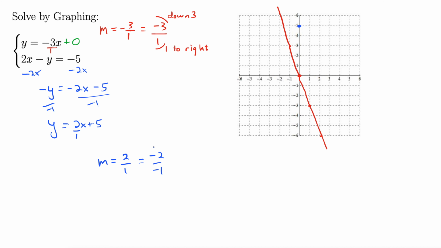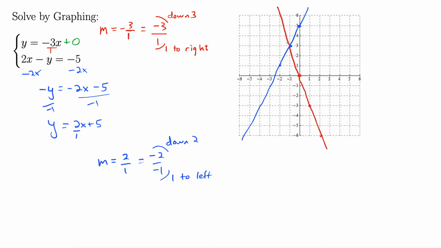That's the same thing. So I'm going to go down 2 and then 1 to the left. That's the same thing as up 2 and 1 to the right. It just keeps us on the page here. So down 2, 1 to the left. Oh, we can already see kind of where it crosses right there. So we connect these dots. There we go. And we have our two lines.